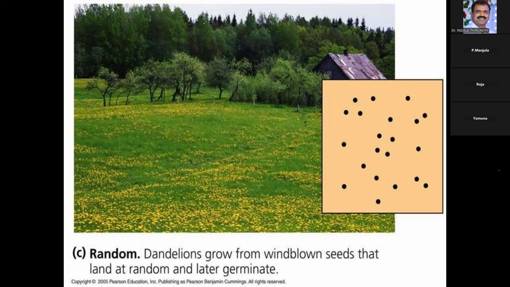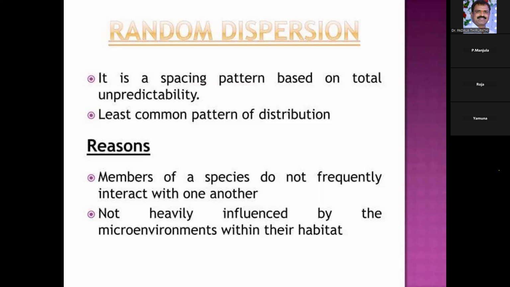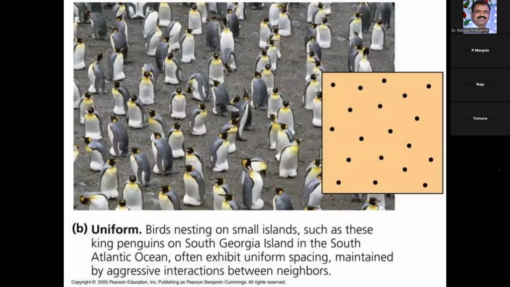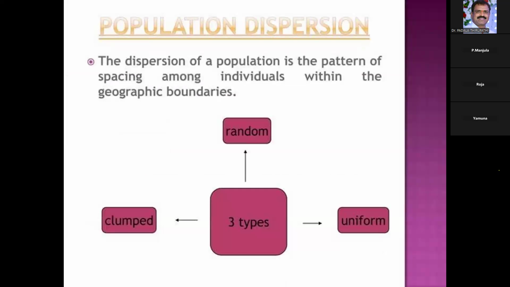Here, the dandelions generally grow from wind-blown seeds. They land at random and later germinate. So it is random, that is, irregular spacing of the organisms. Dispersion means the spacing of the organisms in a particular area.